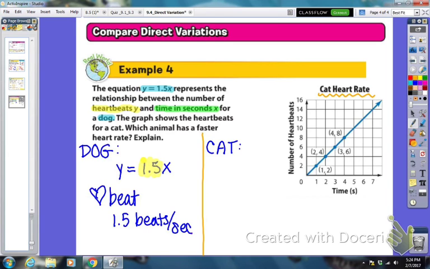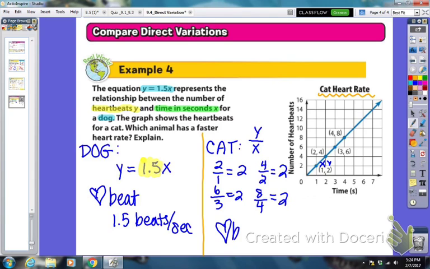Okay. The cat's heartbeat, we have to do some math for. So we can take the y value, divide it by the x for all the ordered pairs on the graph. So 1, 2, the 2 is the y and the 1 is the x. So that would be 2 divided by 1, or just 2. The second point would be 4 divided by 2, which is also 2. Third point is 6 divided by 3, which is 2. And last, 8 divided by 4, which is 2. So that means the cat's heartbeat is 2 beats per second.